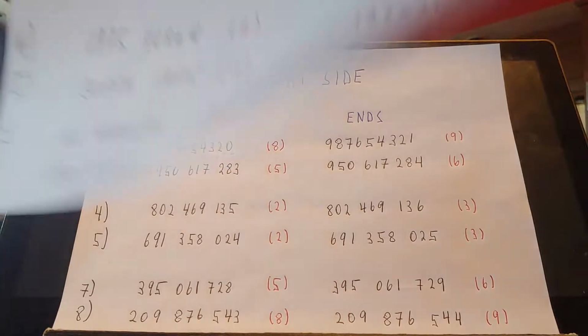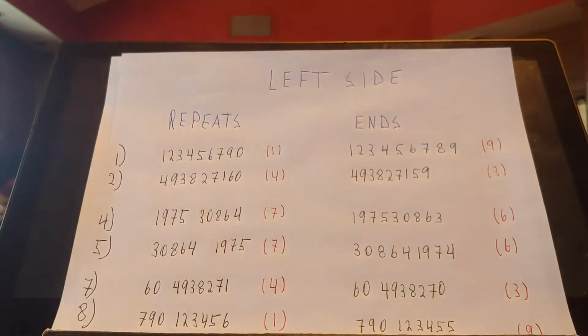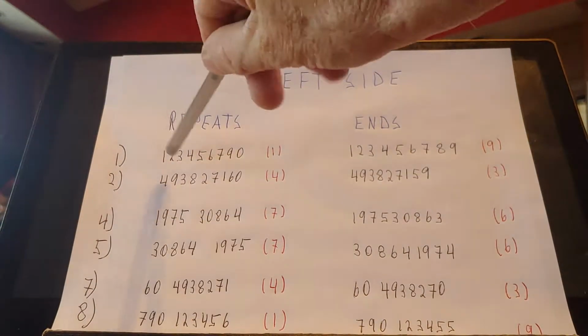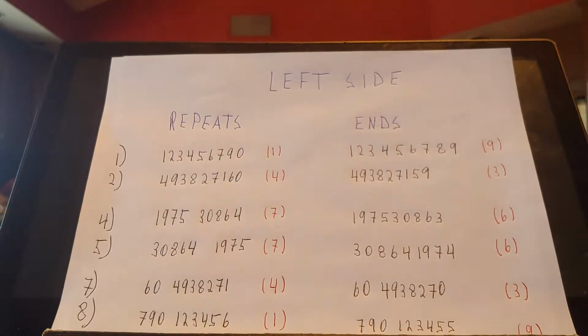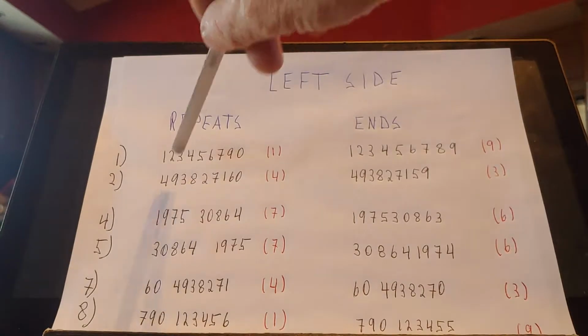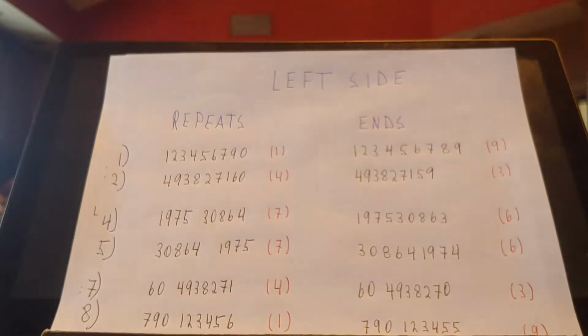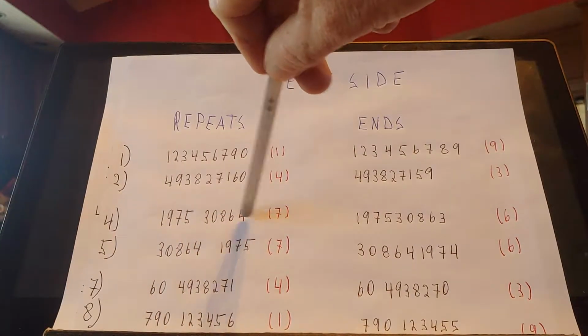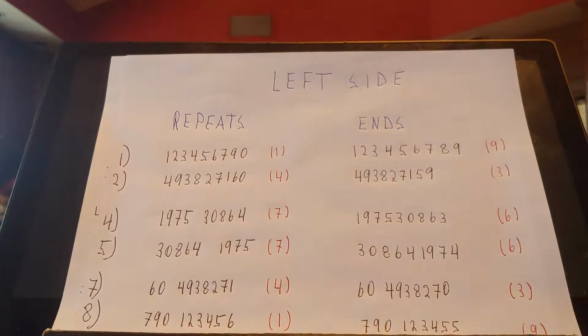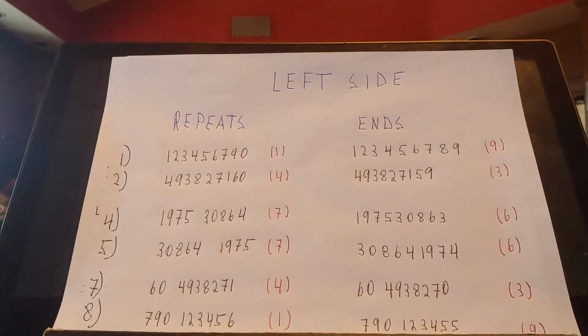Okay, so that's the right side repeating and ending, and the left side repeating and ending will do something like this. 1 goes 1, 2, 3, 4, 5, 6, 7, 9, 0, and 8 goes 7, 9, 0, 1, 2, 3, 4, 5, 6. Well, that's the same thing. 2 and 7, 4, 9, 3, 8, 2, 7, 1, 6, 0, 4, 9, 3, 8, 2, 7, 1, 6, 0. 4 and 5, 1975, 308, 64, but here 308, 64, then the 1975. It's the same number, it's just rearranged. It's exactly the same number, and that's something we may observe because what it's doing is it's making a 9. That's the whole point.